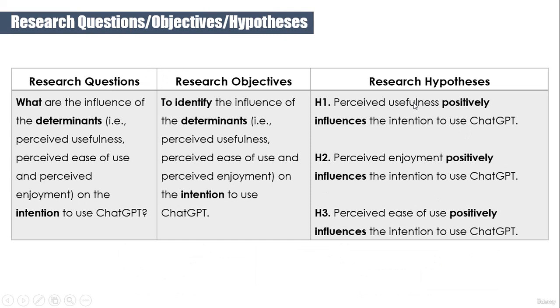At first we need to formulate our hypothesis. Actually, this is not part of the analysis. This is part of your literature review and methodology part, but I am discussing it for basic understanding. First of all, you need to determine the influences of the determinants, say for example perceived usefulness, ease of use, and enjoyment on the intention to use ChatGPT. So this is the research question.